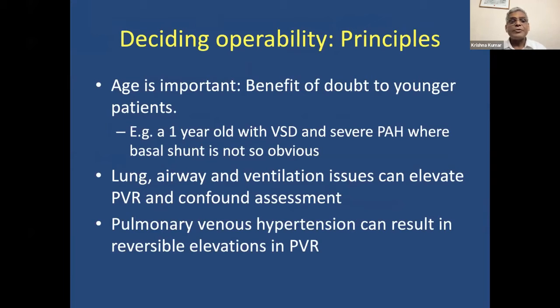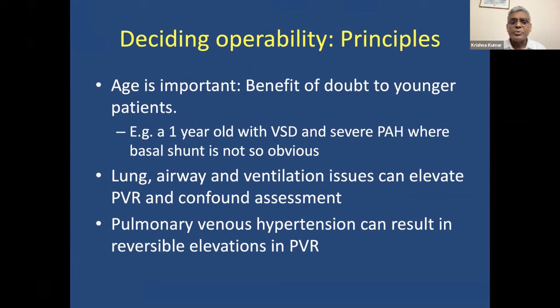So you give the benefit of the doubt to younger people. A 1-year-old with VSD and severe PAH where the shunt is not so obvious, you may actually err towards operation. Whereas if you get an older child with a similar situation, your whole decision is going to be different. Lung, airway, and ventilation issues are very, very important, and you have to take them into account not just during cardiac catheterization, but during all times of assessment.